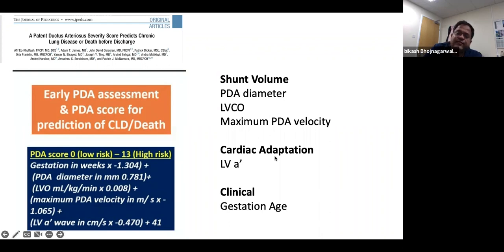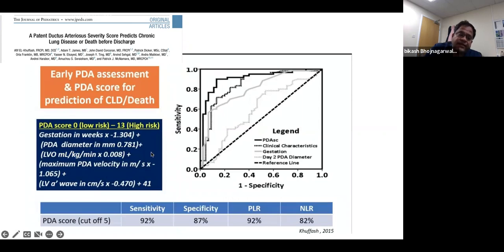Of these, 5 parameters have shown the maximum predictive values to predict CLD and death. So in terms of shunt volume, he used PDA diameter, left ventricular cardiac output, and maximum PDA velocity. In terms of cardiac adaptation, which signifies your diastolic function, he used LV A', and in clinical parameters, he used gestational age. And when he defined them, he came up with an objective scoring or calculation, where you can create an actual sheet where the various variables have been corrected. And this is how he has shown that out of all the parameters, the PDA diameter was the least reliable measure.